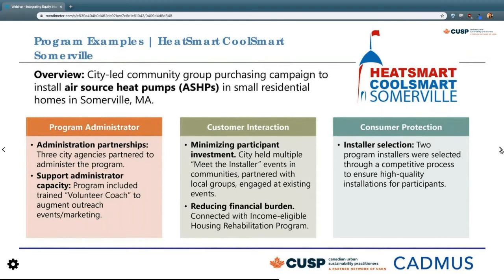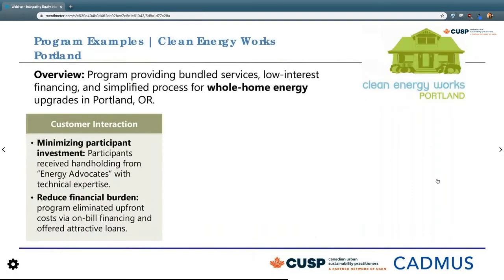So this was a very successful program, and had some interesting elements that helped attract and cater to some of the low-income populations and frontline communities that were within Somerville. So moving to the next slide, the next program I want to talk through is the Clean Energy Works Portland. This is a program in Portland, Oregon.